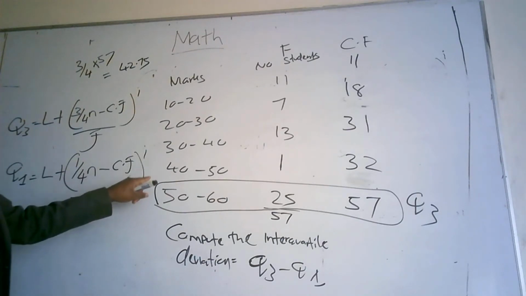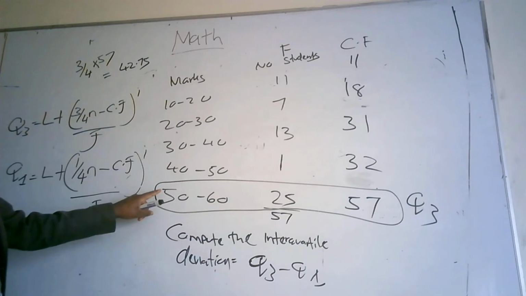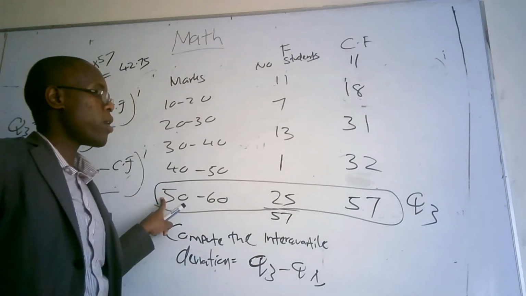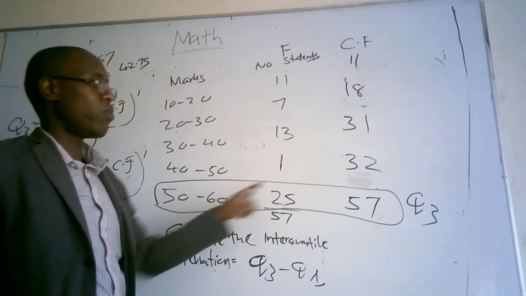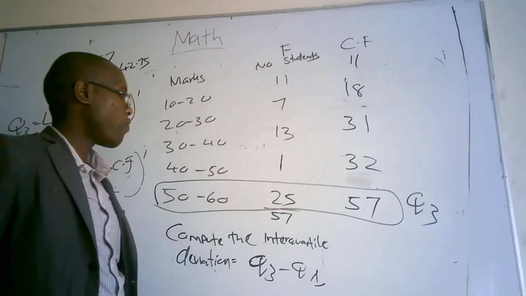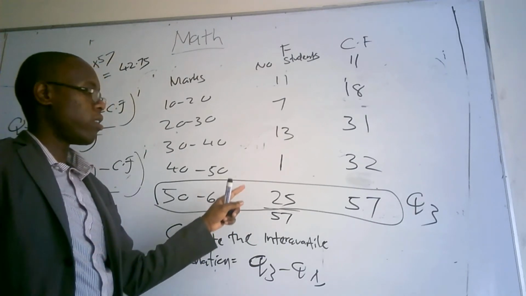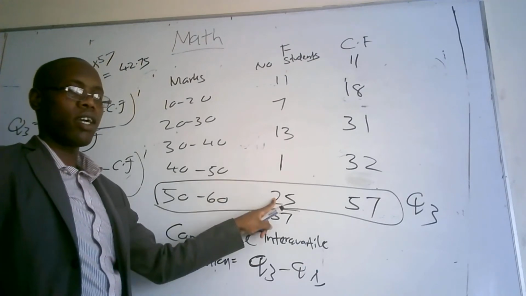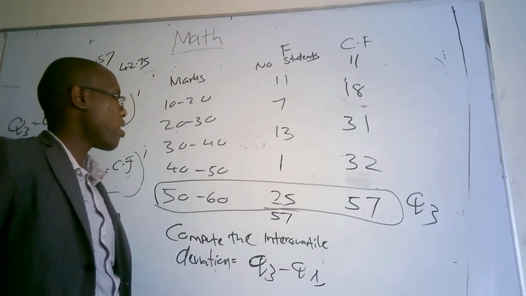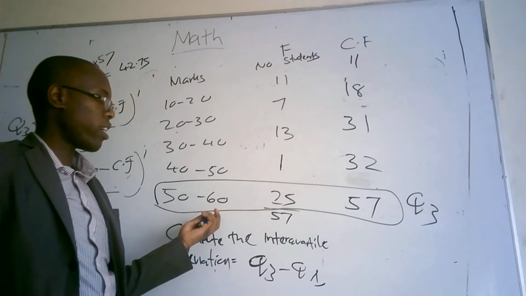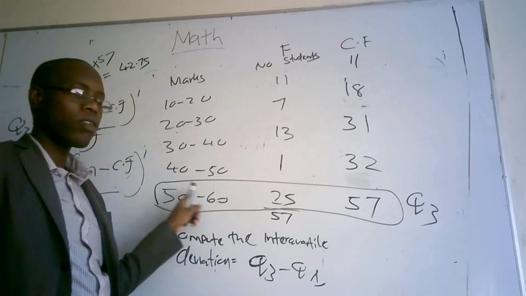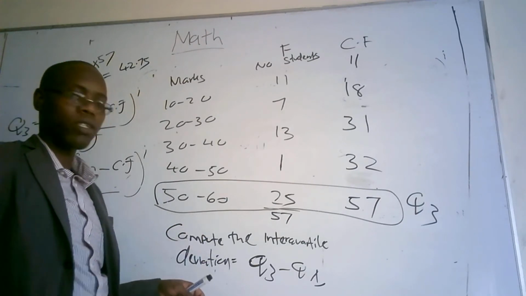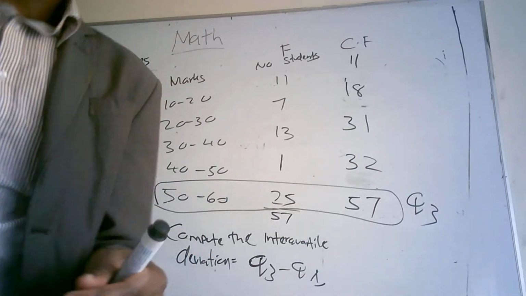So you have now the lower class boundary to be 50, and then you have the cumulative frequency above the quartile class, which is going to be 32. You have the frequency of the quartile 3 class, which is going to be 25, and then you have the class interval, which is going to be 60 minus 50, which will be 10. So let us substitute it. Let me put the camera for you to see it properly.